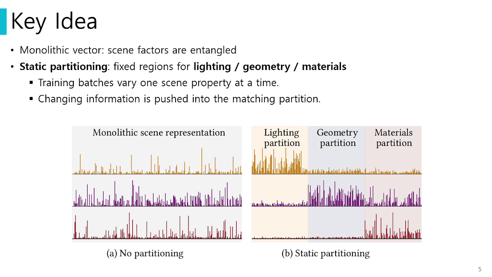The key point is the training setup. They use batches where only one scene property changes. For example, if only the material changes, then the lighting and geometry parts should stay stable. This encourages the changing information to move into the matching partition. This is called static partitioning.